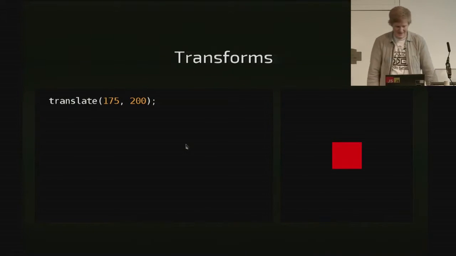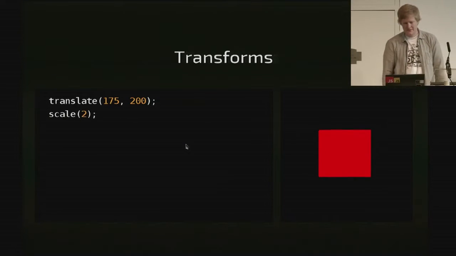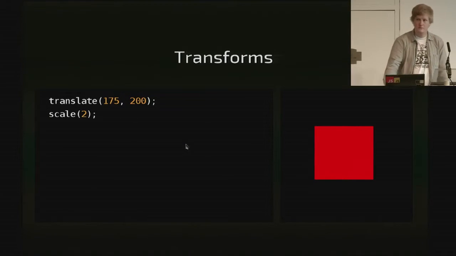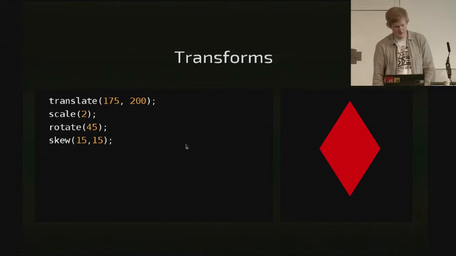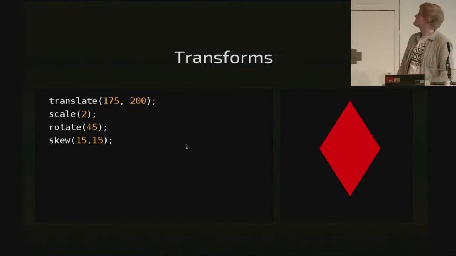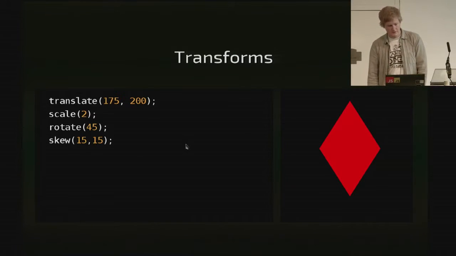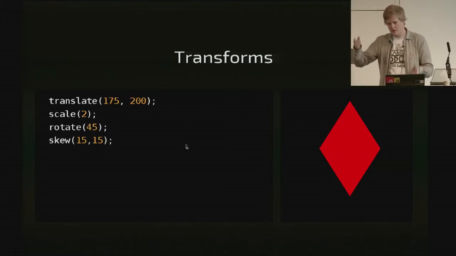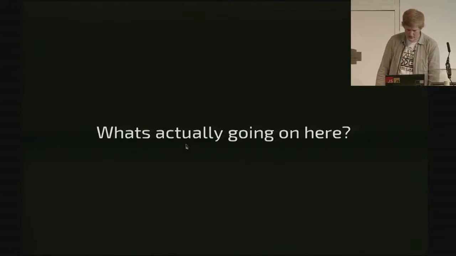We can move objects around in space and we can scale them. We can rotate and we can even skew or shear objects. We can use one of these transforms or we can combine them in various ways. And we can use this to give our objects new shapes or throw them around the page or things like that. But what's actually going on underneath here?